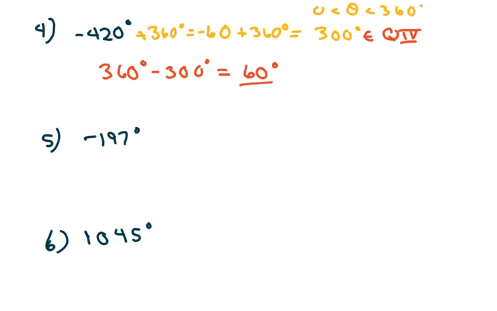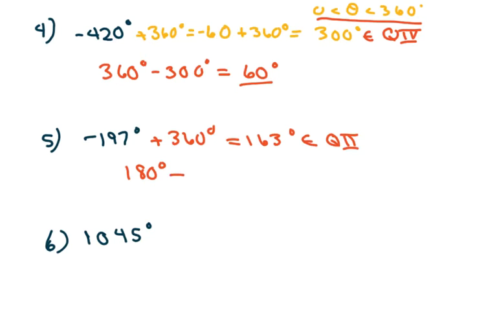That's your reference angle. Again, for 197, I'm just going to keep adding 360 so I can get it in my domain, and that's going to be 163 degrees. Now, 163 degrees belongs to quadrant 2, so I use the formula of 180 minus my angle, which is 163 degrees, and I get 17 degrees as my reference angle.